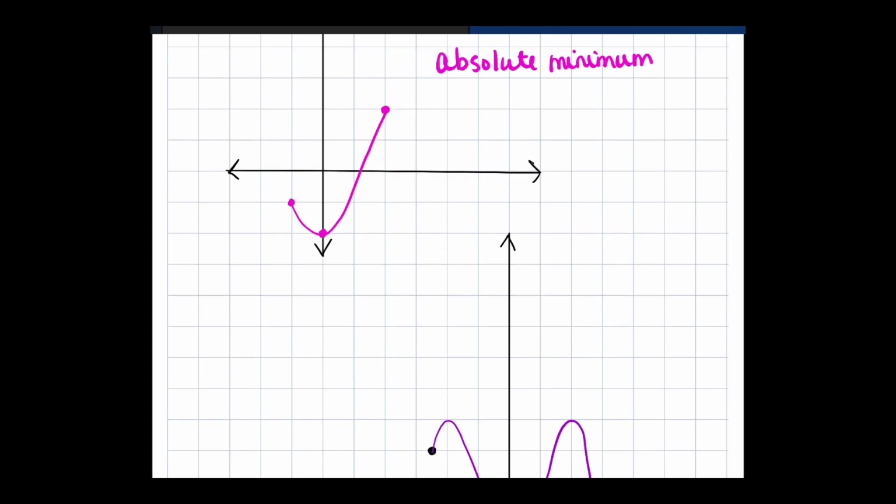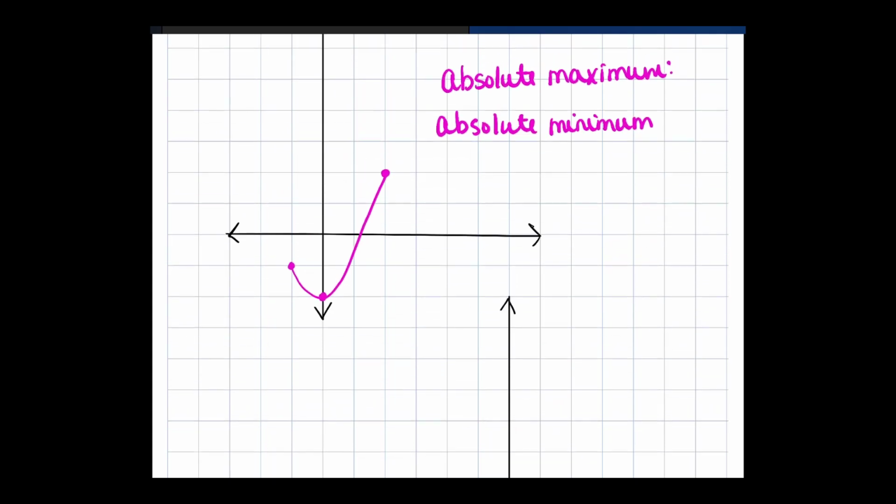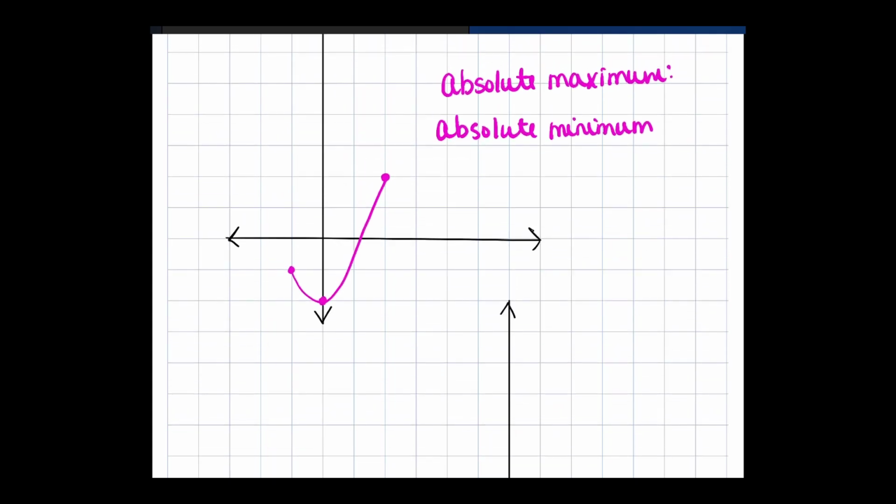So in this case, is there a maximum and is there a minimum? It looks to me like we do have both here. The absolute lowest place is here. This would be our absolute minimum, because there's no other point on the graph that is lower than this.